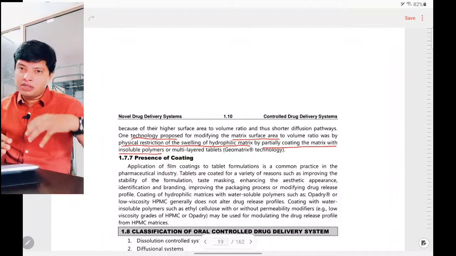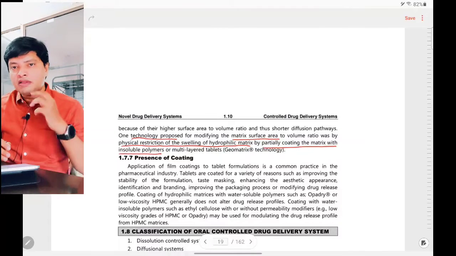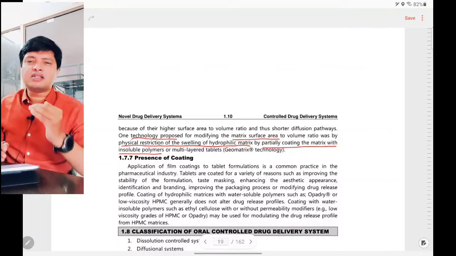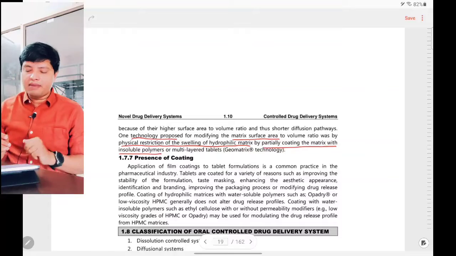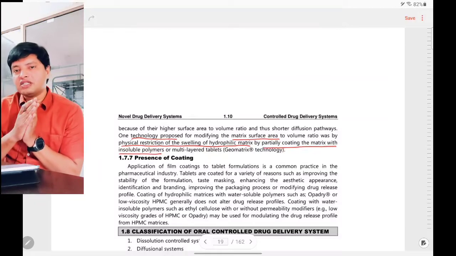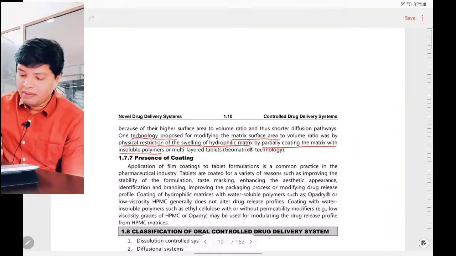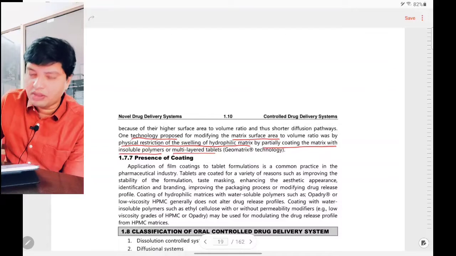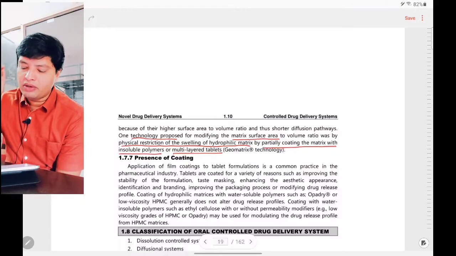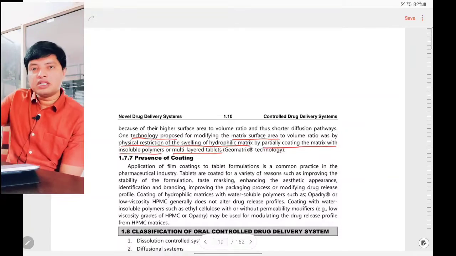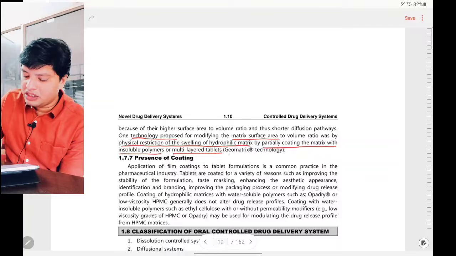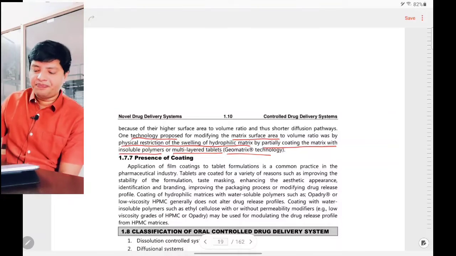If I am talking about swelling of the polymer, it will be hydrophilic. So if I use a hydrophobic polymer to partially coat the tablet, then what happens? There will be physical restriction of swelling, which in turn restricts the surface area which is available, and this is how we can modify it. Or you can go for the multi-layer tablet also, instead of coating with insoluble polymer. Remember the GPAT question: how can you restrict the physical surface area? Coating with the insoluble polymer, or by converting the tablet to multi-layer. That technology here is Geomatrix technology, which is already available for us.